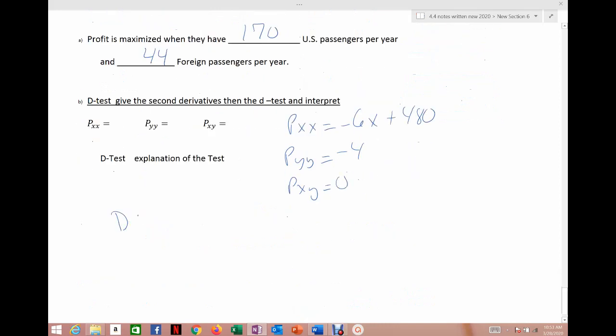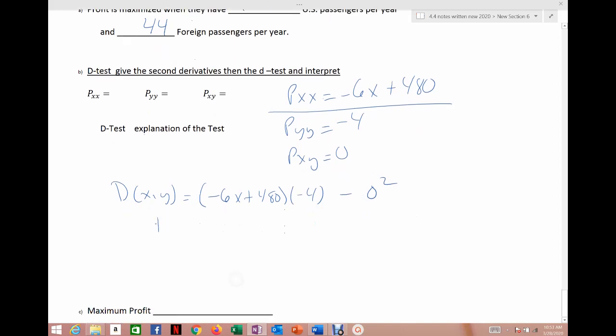Alright, write the D formula. This time it is a formula because I will have x terms. Alright, it's the derivative with respect to x, so the negative 6x plus 480 times negative 4 minus 0 squared. And so if we simplify that, I'm going to multiply through by my negative 4. So I get positive 24x.